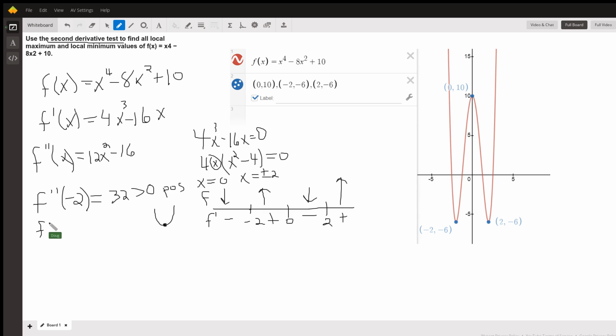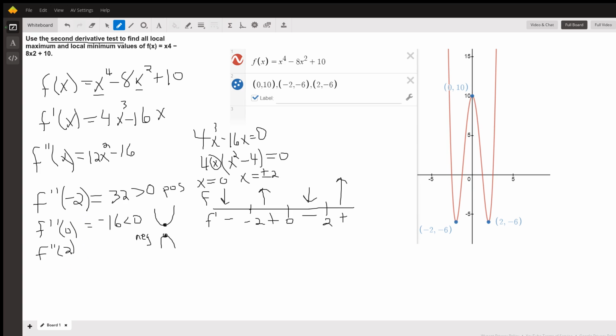Similarly, f double prime of 0, the other critical number, gives us a negative value. -16 is less than 0. Think negative, frown, concave downward. That means at 0 we have a relative maximum, and f of 0 gives us 10. Put 0 in for this x. And I won't go through this, but f double prime of 2 works just like f double prime of -2. Okay, so that's the second derivative test.